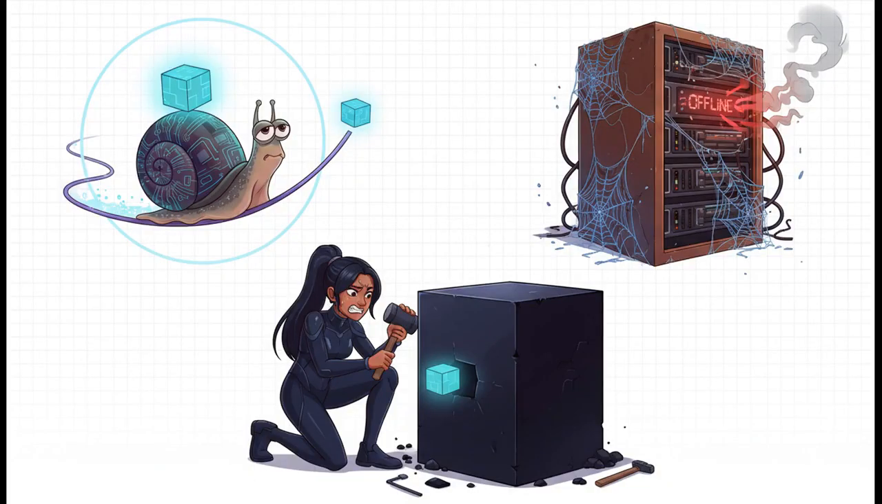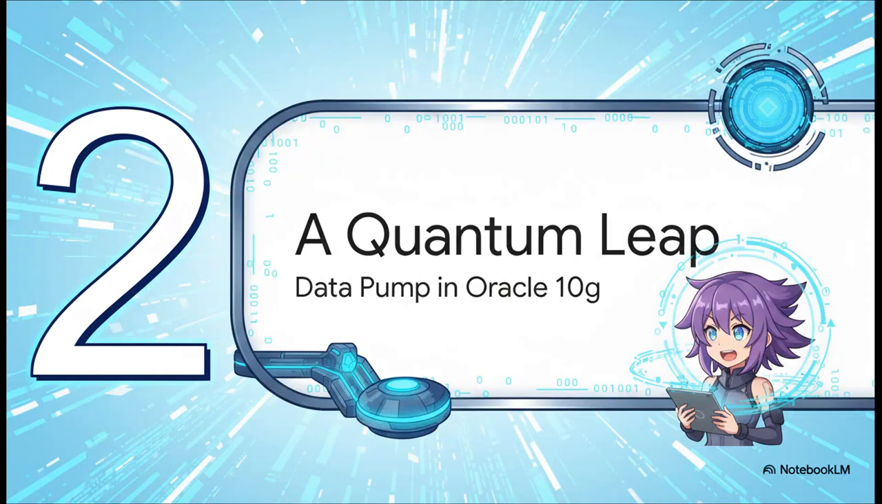Yeah, the problems were becoming impossible to ignore. First off, these jobs were just painfully slow. We're talking about something that could take an entire weekend to finish. That meant the whole system had to be offline, which businesses just couldn't afford anymore. And on top of that, it was an all-or-nothing kind of deal. You couldn't just move a piece of the puzzle. You had to move the whole box. It gave admins almost no control. Something had to change.